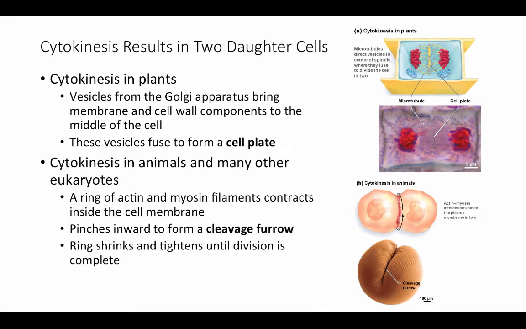So in animals and many other eukaryotes, what we see is this ring of actin and myosin filaments. They're going to slide past each other and contract the cell membrane. And so this pinching off is going to cause something called a cleavage furrow. Cleavage means splitting. This is going to be kind of an indented area where those actin and myosin filaments are sliding past each other. So this ring is going to shrink and tighten until cell division is complete.